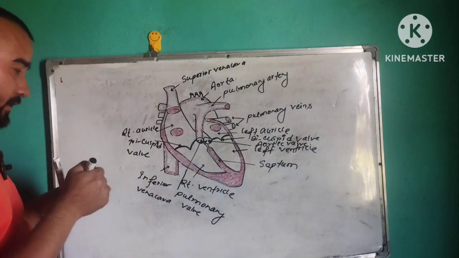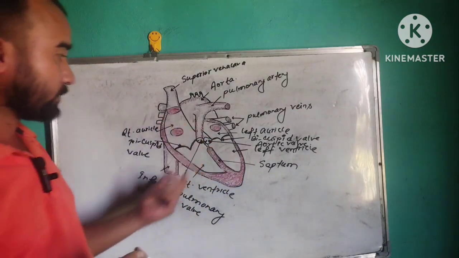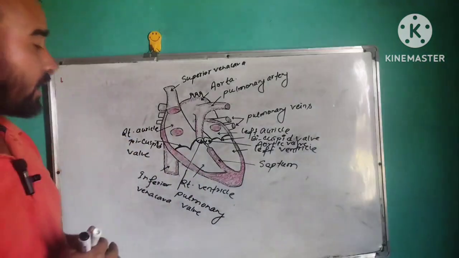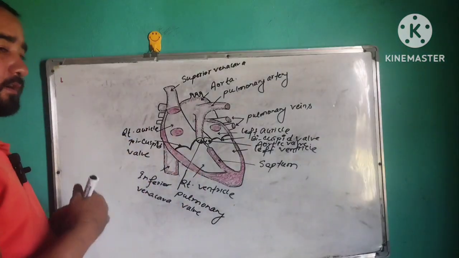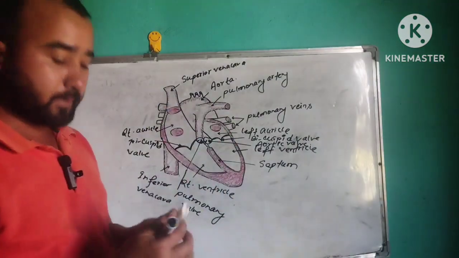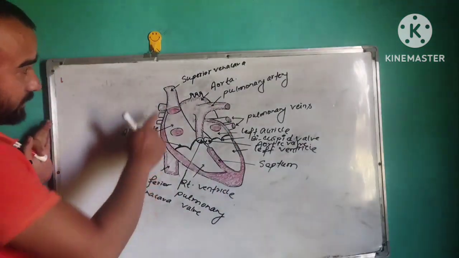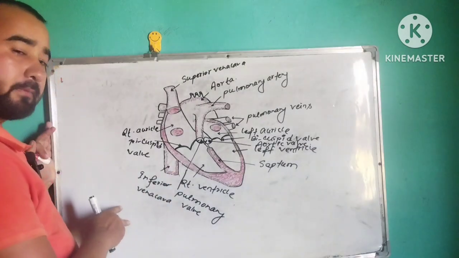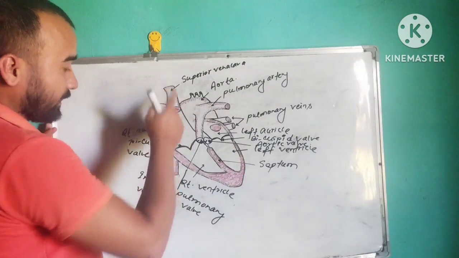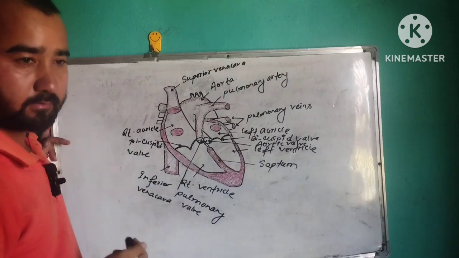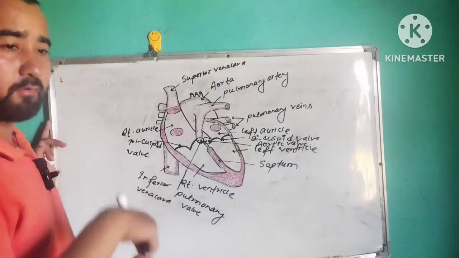Okay, altogether there are four types of valves present inside the human heart. Now I'm going to tell you the circulation of blood through the human heart. You know that this one is the superior vena cava and this one is the inferior vena cava. Both the superior and inferior vena cava carry deoxygenated blood, that means impure blood from our body.